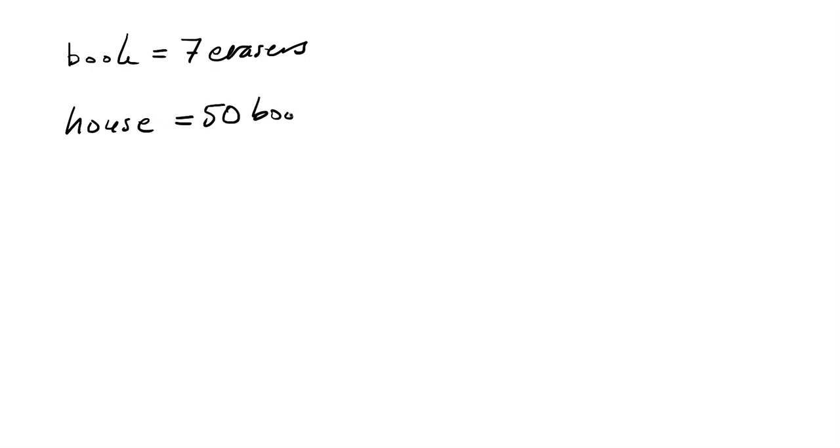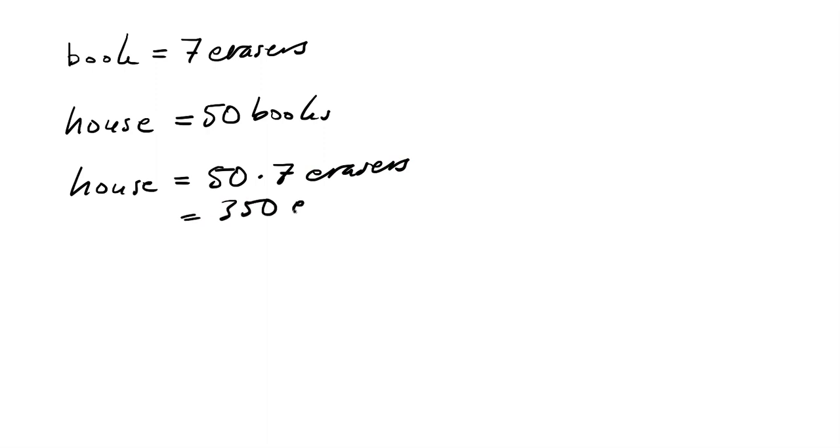And now you can convert between units, or you can calculate using units. For example, if you say that the book is 7 erasers long. And if you have a house, and the width of the house is 50 books, then of course you can now express the width of the house in terms of erasers. So you just have 50 times 7 erasers. So 350 erasers, for example. So this you can calculate in terms of non-standardized units.